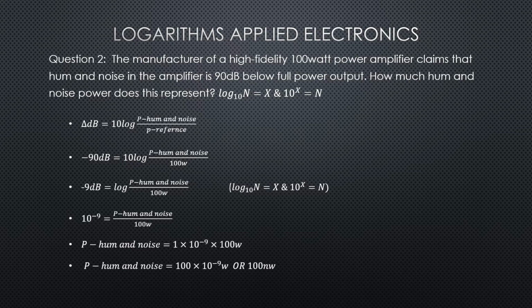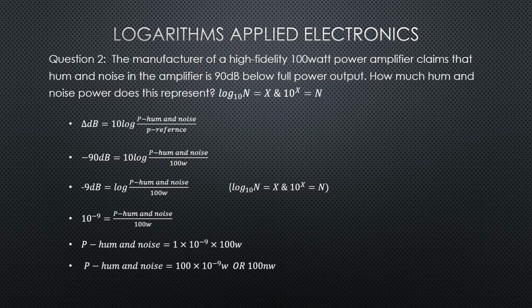So the way to set it up is we know that it's 90 dB below, so the noise and hum is going to be very small compared to the actual output because it's negative 90 below. So we set that up: negative 90 dB is equal to 10 log of our power, hum and noise, divided by our 100 watts. Again, divide the 10 over, and we've got log n equals x, and 10 to the x is equal to n. So now we can raise 10 to the negative 9, and that gives us our P hum and noise divided by 100 watts.